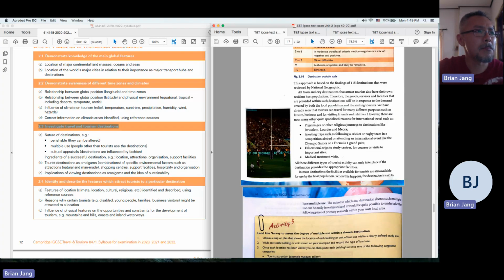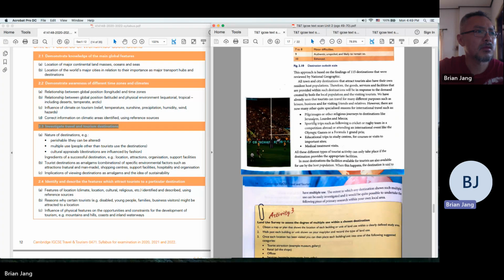Let's see. These bullet points seem important. Specialized reasons for international travel. These are more niche, but still there are many reasons why people travel other than the destination itself, for its natural beauty or its built attractions.